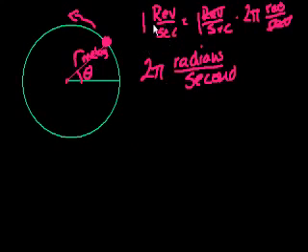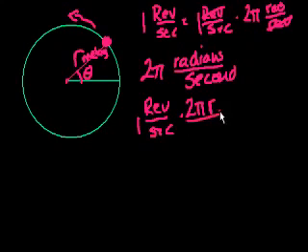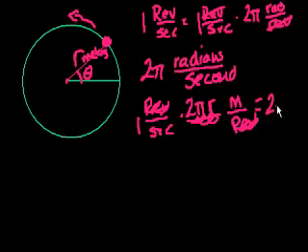Well, you could do the same thing up here. 1 revolution per second times 2 pi r, where r is the radius. You can ignore that line. 2 pi r meters per revolution, right? That's just the circumference of the circle. And that equals, the revolutions cancel out, 2 pi r meters per second. So that's interesting. Given the radius and how many revolutions per second, we can now figure out its velocity.